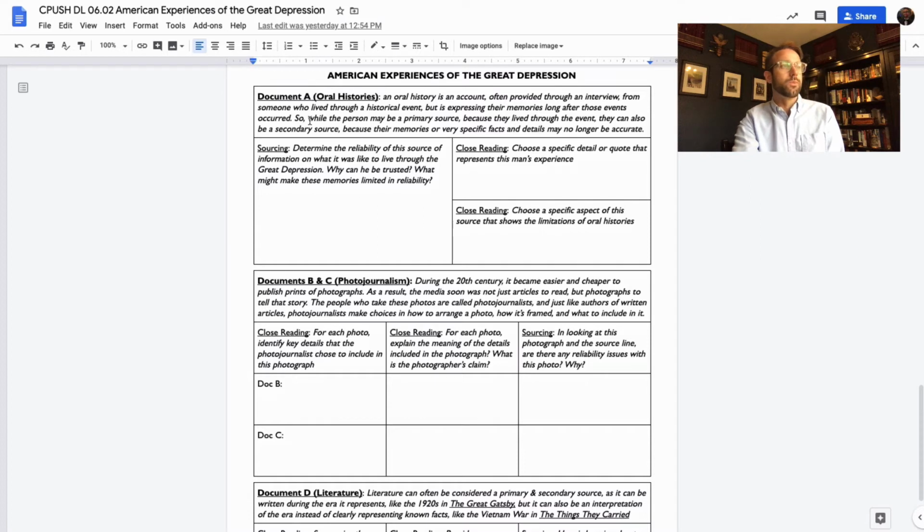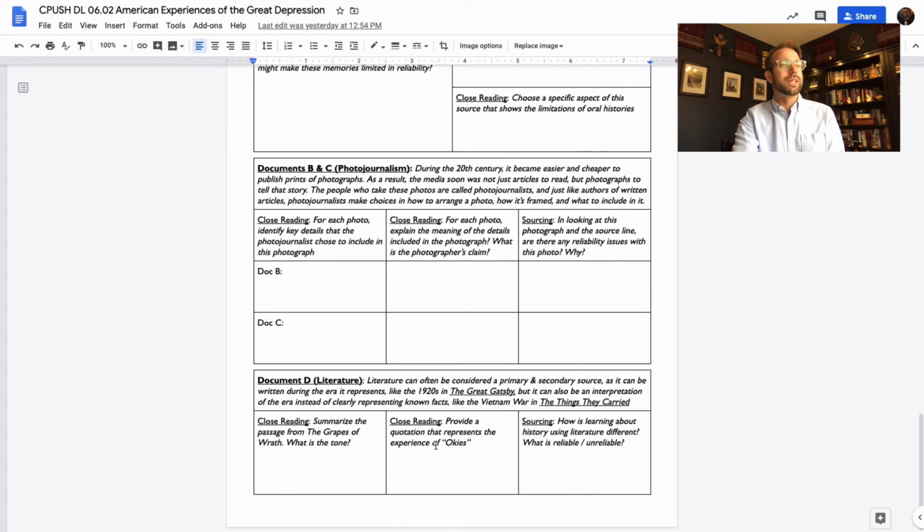All right. So what we're looking at here is what your work looks like as you get through these documents. So notice we're looking at 3 different types of documents here. One is an oral history, that's document A. Document B and C, those are photographs. It's during this era where something called photojournalism became more of a thing, where documenting the news through pictures because it was easier and cheaper to take pictures back then. And the last one is literature.